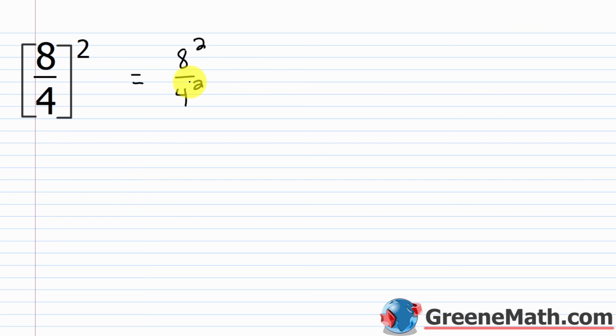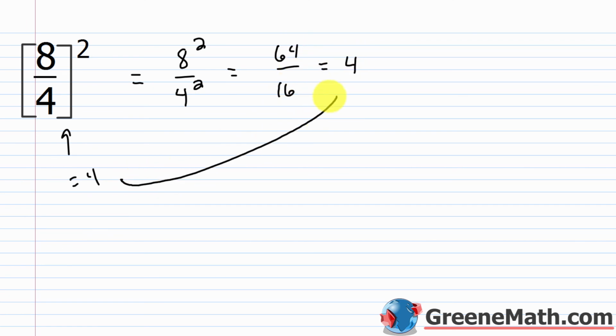And you can kind of go through and prove this to yourself. We know 8 over 4 would be 2. 2 squared is 4. So that's what this is equal to. It's equal to 4. Over here, 8 squared is 64. 4 squared is what? That's 16. Well, if I divide 64 by 16, I do get 4. So it's the same either way.